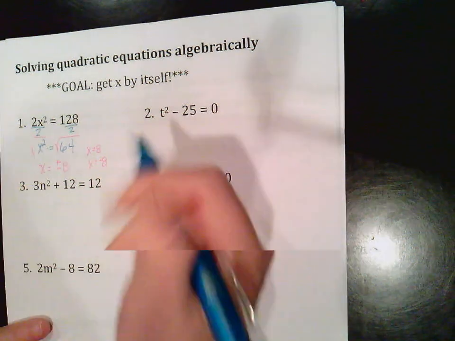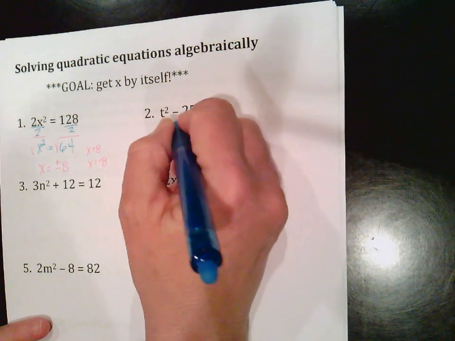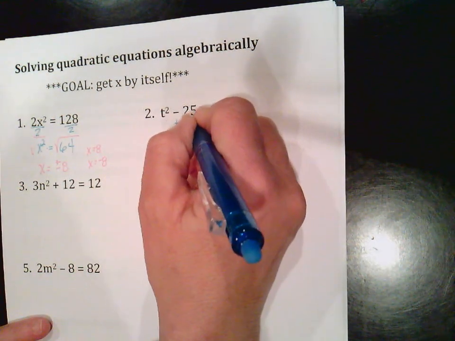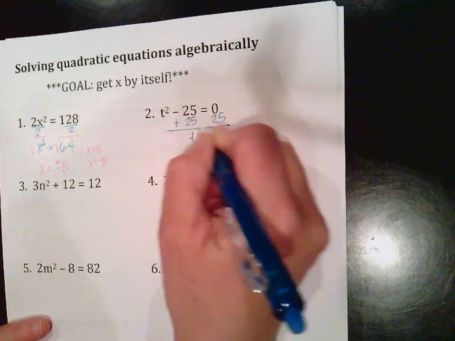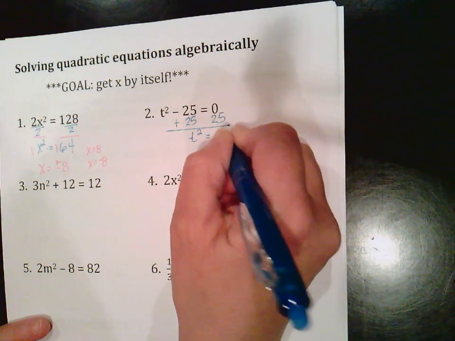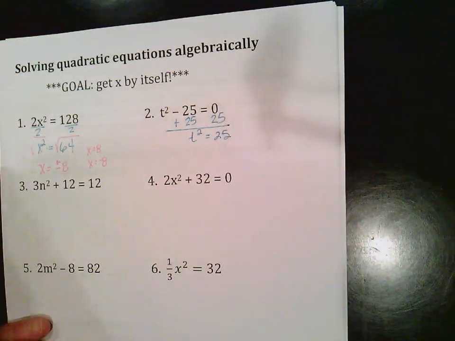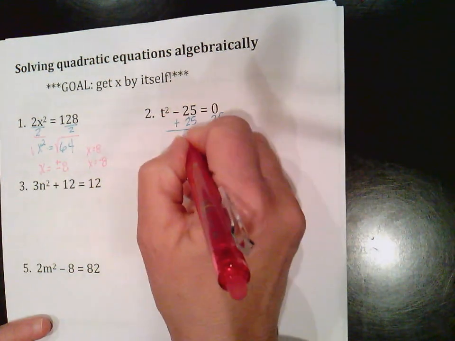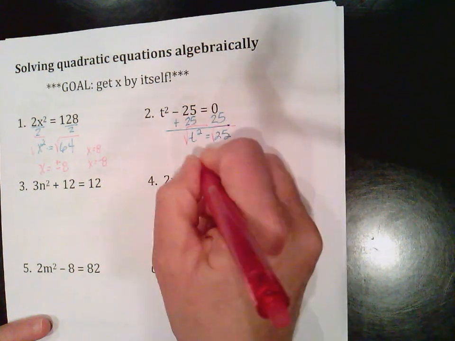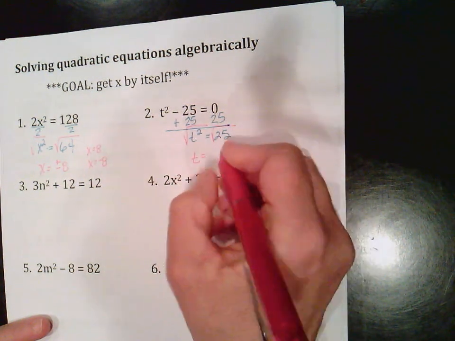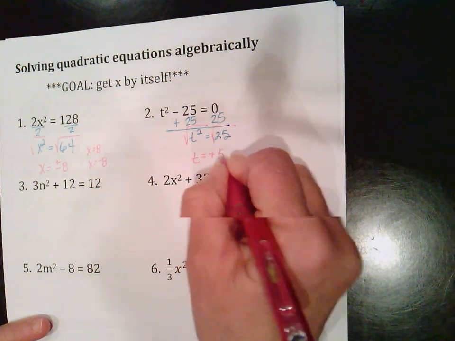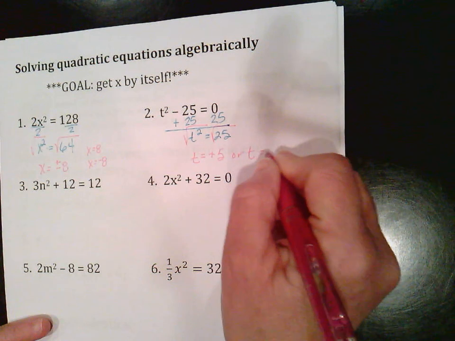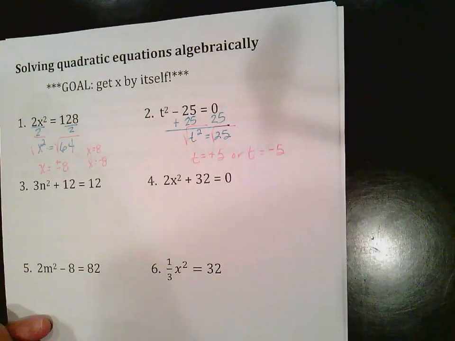Okay, over here, my goal is to get the variable by itself, so I'm going to add 25 to the other side to get the t by itself, t squared by itself. And I get t squared equals 25. To undo the square, we take the square root of both sides. So I have t equals, and then because I'm taking the square root of 25, it could either be positive 5 or t could equal negative 5. And those are both solutions to the problem. So there's 2 solutions there.